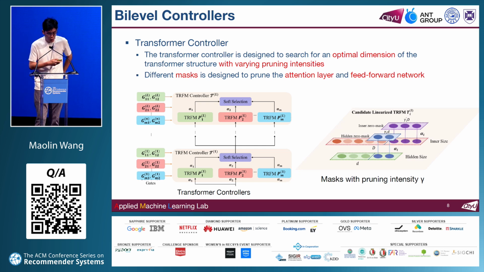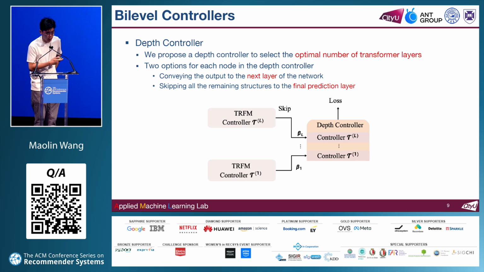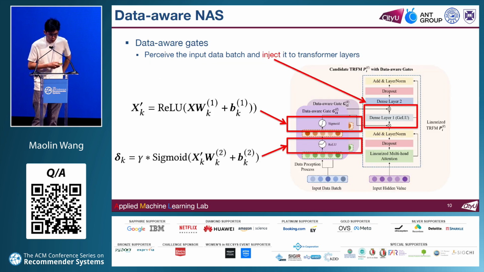Then we talk about our bi-level controllers. The first level is the transformer controller, which aims to search for an optimal dimension. And then we have a depth controller. This controller aims to find the optimal number of transformer layers. And then we propose a data-aware NAS to preserve the input data batch and inject it into transformer layers. You can see this equation and figure.